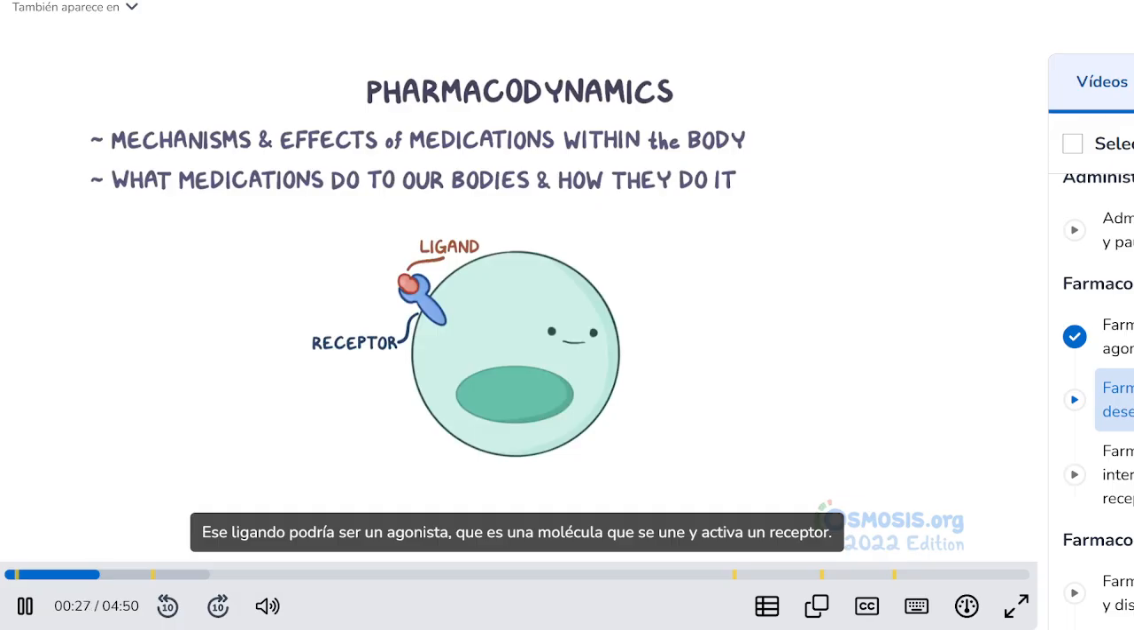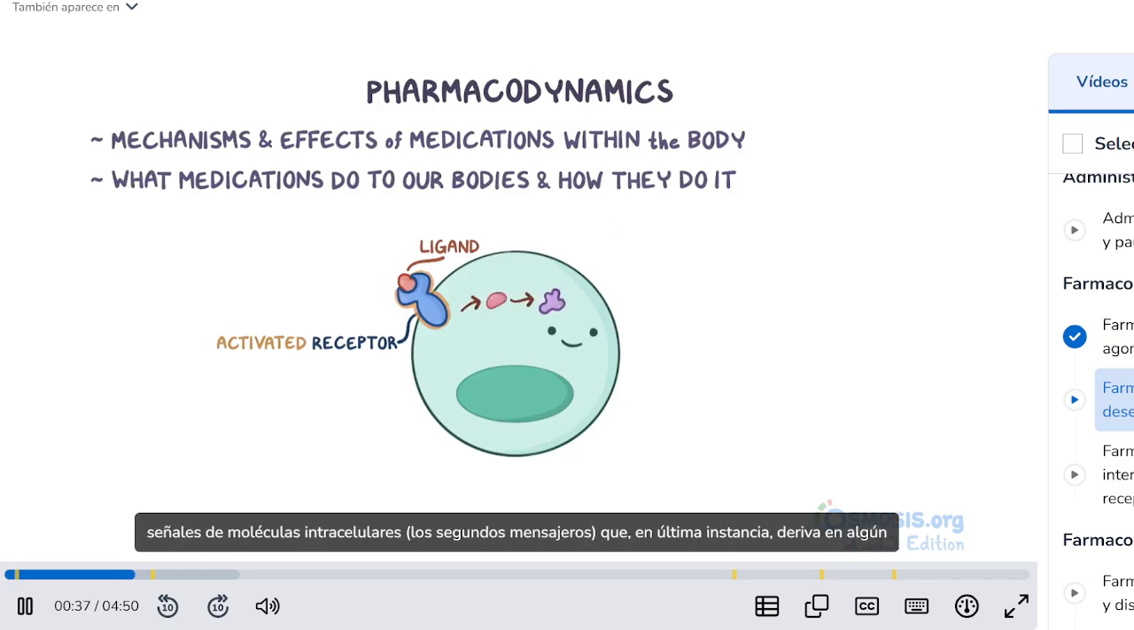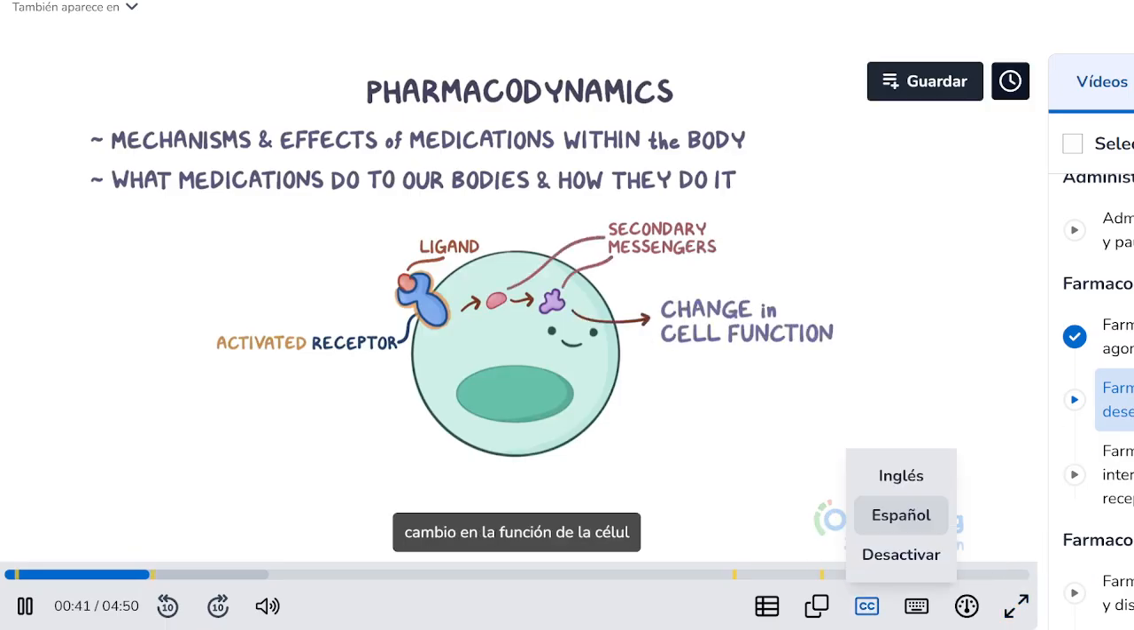Now that ligand could be an agonist, which is a molecule that binds and activates a receptor. This means the receptor changes its shape or activity, and that gives rise to a signal cascade of intercellular molecules, the second messengers, which ultimately results in some change in the cell's function.